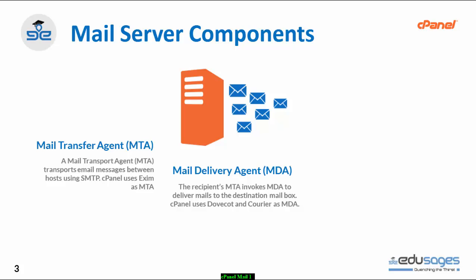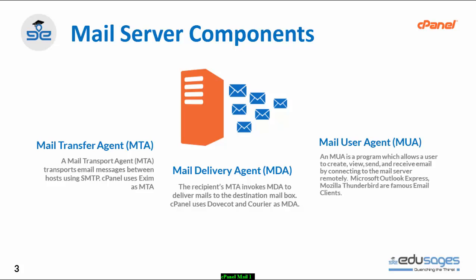The recipient's mail transfer agent invokes the mail delivery agent to deliver the emails to the destination mailboxes to which they are addressed. And cPanel uses Dovecot and Courier as MDAs, and you can choose either one of them through WHM. And then there is the mail user agent, or MUA.